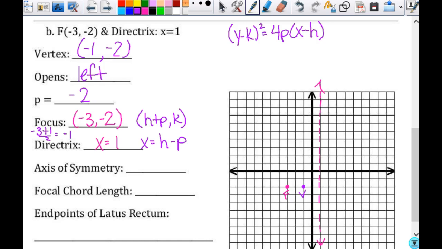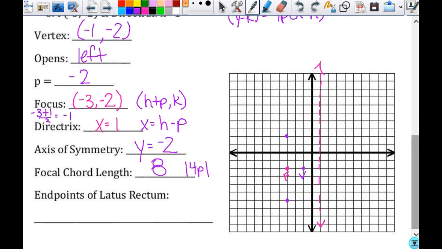All right, now that I have all of that, axis of symmetry is going to be a y equals line, and y equals what? -2. What's my focal chord length? 8. Because it's the absolute value of 4p, and p is a -2, so it's 8. So I can come over here, and from my focus, I can go 1, 2, 3, 4. Focus, 1, 2, 3, 4.